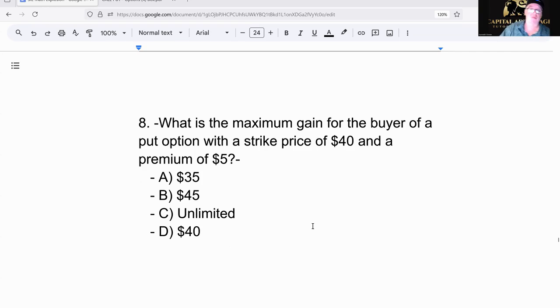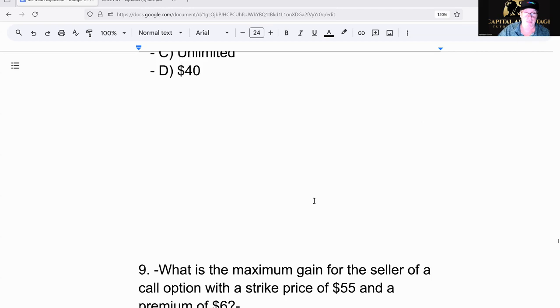What is a max gain for a buyer of a put option with a strike of 40 and a premium of 5? If you look on your chart, if you buy it at 40, it goes to 0. You make $40, but you spend 5, you make 35. So break even and the strike minus a premium on a put are the same thing. And so the max gain on buy of a put is strike minus premium, which is 40 minus 5. So it's 35. You should have that on your chart already.